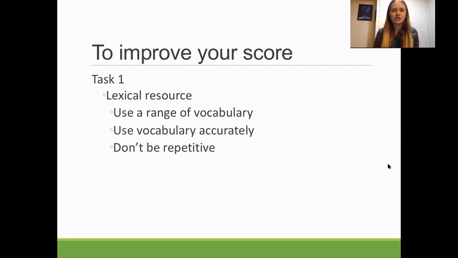Again, it shouldn't be unnatural. You shouldn't be throwing in really strange or unrelated words, of course, but you're showing that you can talk about this topic very easily and that you have all of the necessary words and phrases to be able to do that. And don't be repeating the same words all the time.